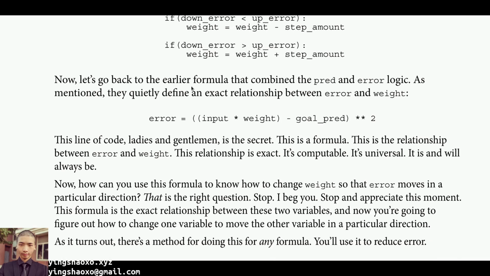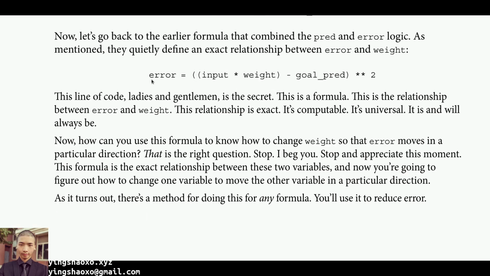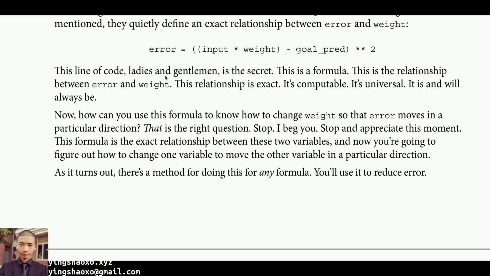Now let's go back to the earlier formula that combined the prediction and error logic. As mentioned, they correctly define an exact relationship between the error and weight. It's something like this: the error is equal to the input times the weight minus the goal prediction, squared. This line of code, ladies and gentlemen, is the secret. This is a formula. This is a relationship between error and weight. This relationship is exact, it's computable, it's universal, and will always be.